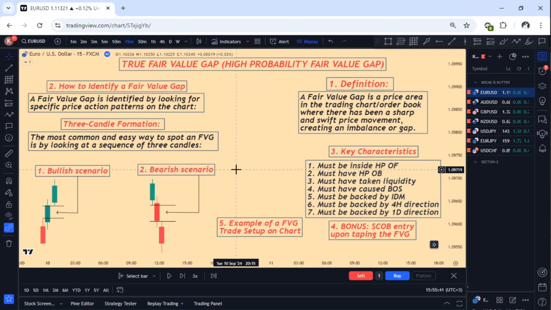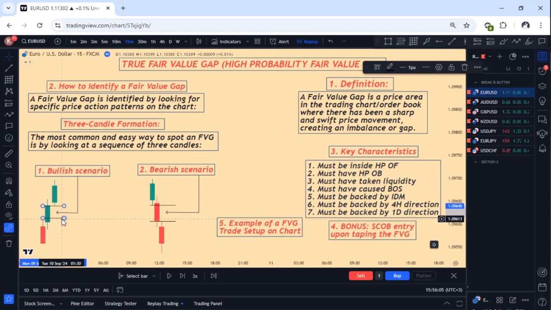So let's proceed now. There are two ways in which you can identify a fair value gap. You can identify it in a bullish scenario or a bearish scenario. For bullish scenarios, as shown here, this space here is what is called a fair value gap, the one pointed by this arrow and marked by this box. So for a bullish, the first candle is bearish. As you can see, it was going down.